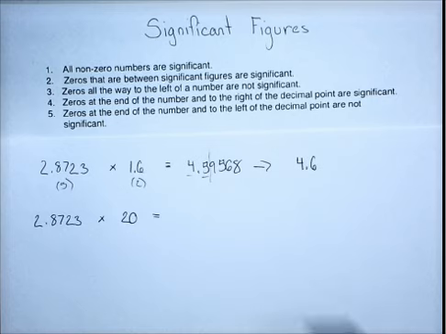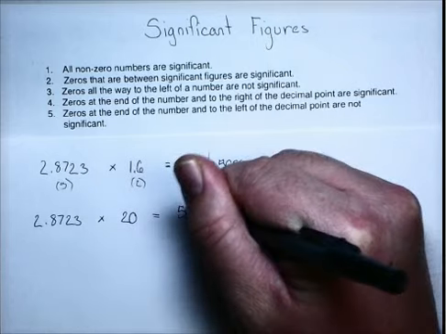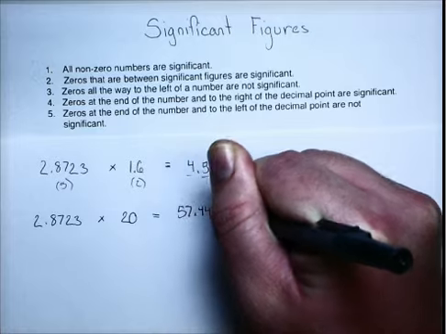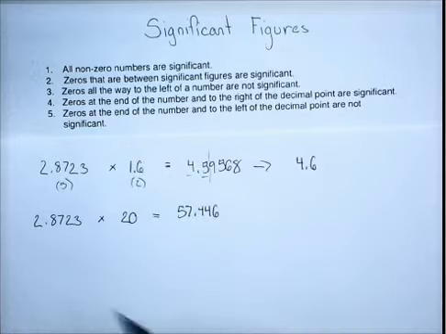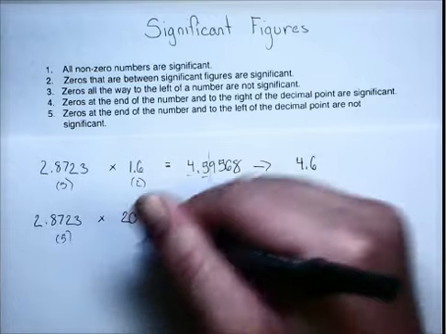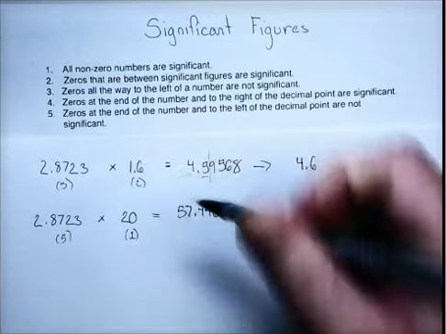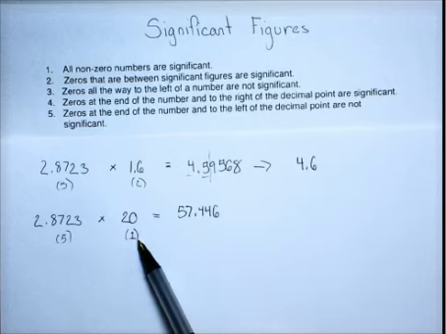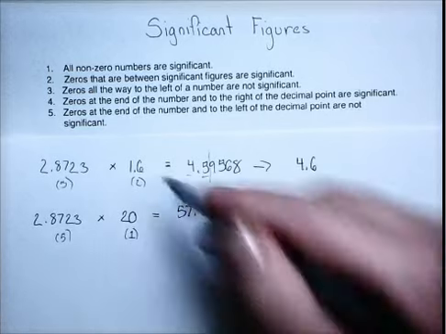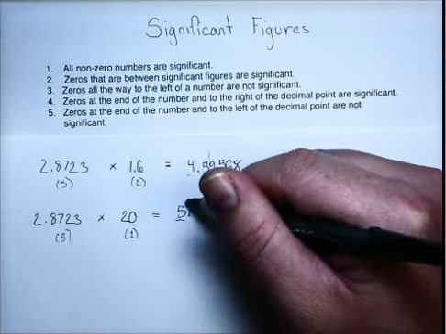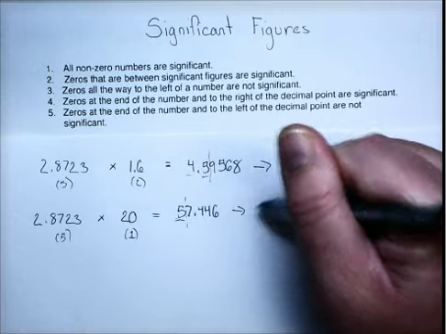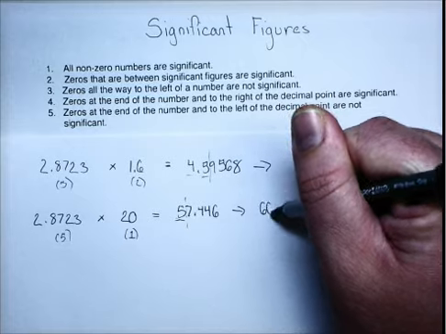Let's take a look at this one. 2.8723 times 20. So if we just punch this in to a calculator, we get an answer of 57.446. However, when we count sig figs, this has 5, this has 1, and so our answer can only have 1 significant figure. So we start from this end of the number, we get to our first one, and we're going to round off after that. So our answer to this problem is just 60.